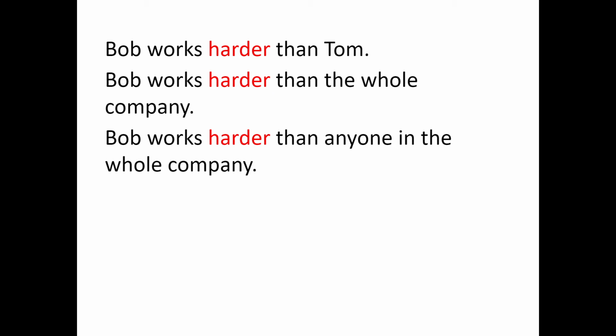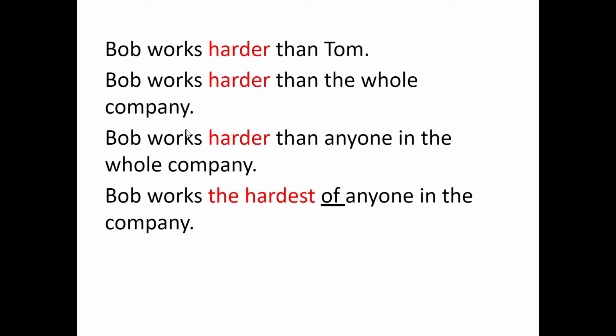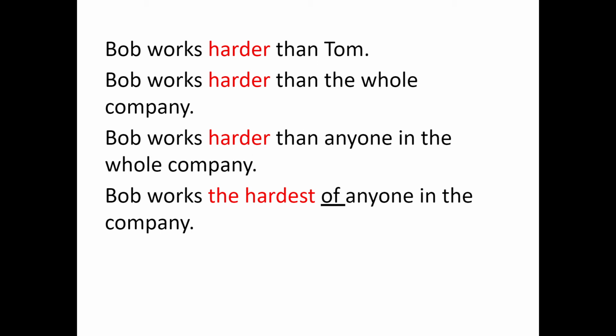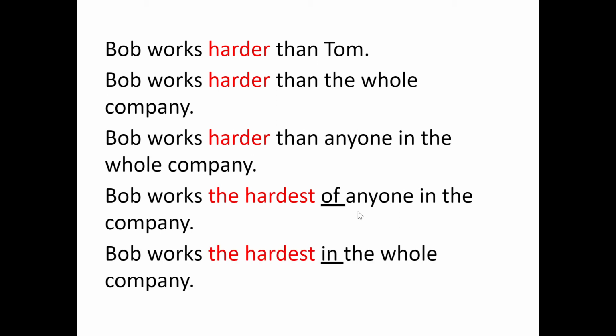Bob works harder than anyone in the whole company, because with this grammar, we're imagining two groups. There's Bob, and then there's anyone in the whole company. But if we make it clear that Bob is part of the group by using of, we can say Bob works the hardest of anyone in the company. And we would use of with something like anyone in the company or of everyone in the company. If we're just using a group though, like the company, we'd use in. So Bob works the hardest in the whole company, or Bob works the hardest in the world. So of with pronouns like anyone, everyone, in when we want to indicate that it's inside a group.